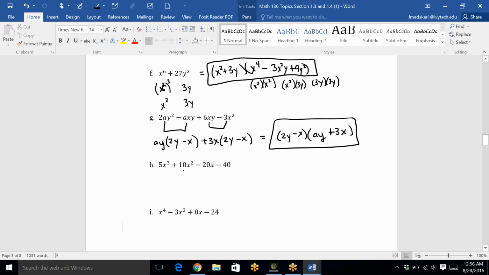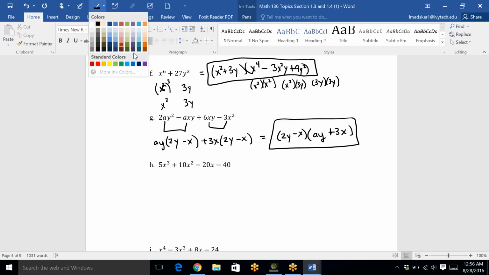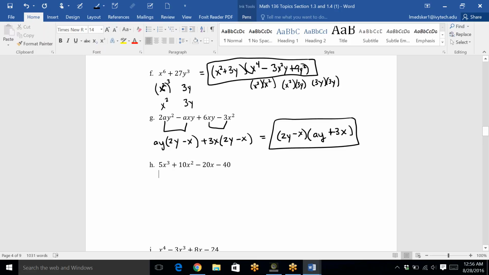Note about H that you can pull a 5 out at the very beginning, and that's important because if you don't do that, you'll have to pull it out at the end. So let me actually create a space here on that one. I'll do it both ways. I'll do it where I pull the 5 out first, and then I'll show you what happens if you don't catch that and how that affects your final answer not being completely factored.